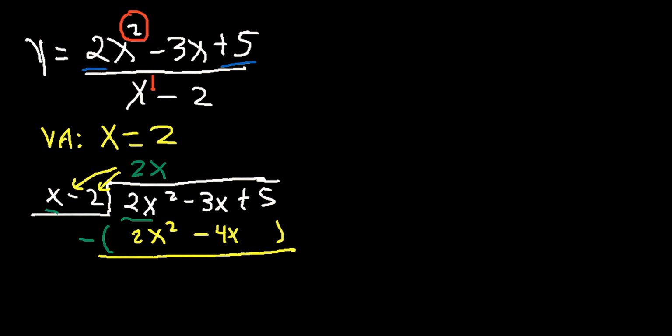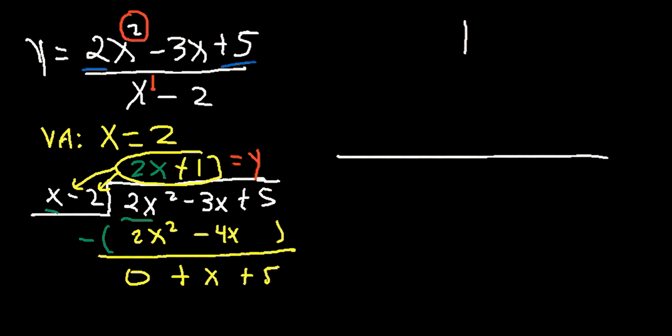So let's subtract. Here we get 0, negative 3x minus negative 4x, which is like plus 4x. You get x, and bring down the 5. x divided by x is 1. Once you get this constant here, that 1, you can stop. So the slant asymptote is 2x plus 1.